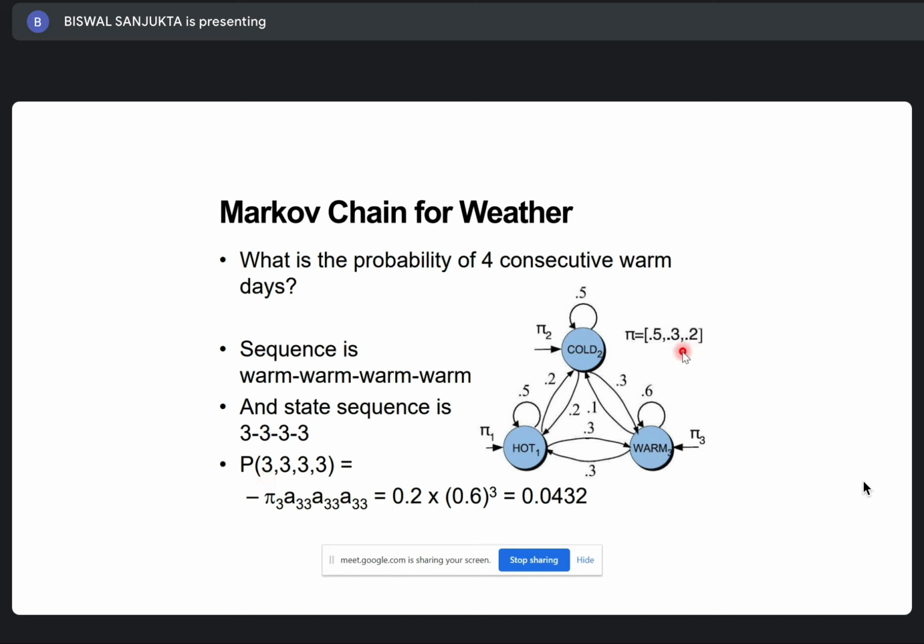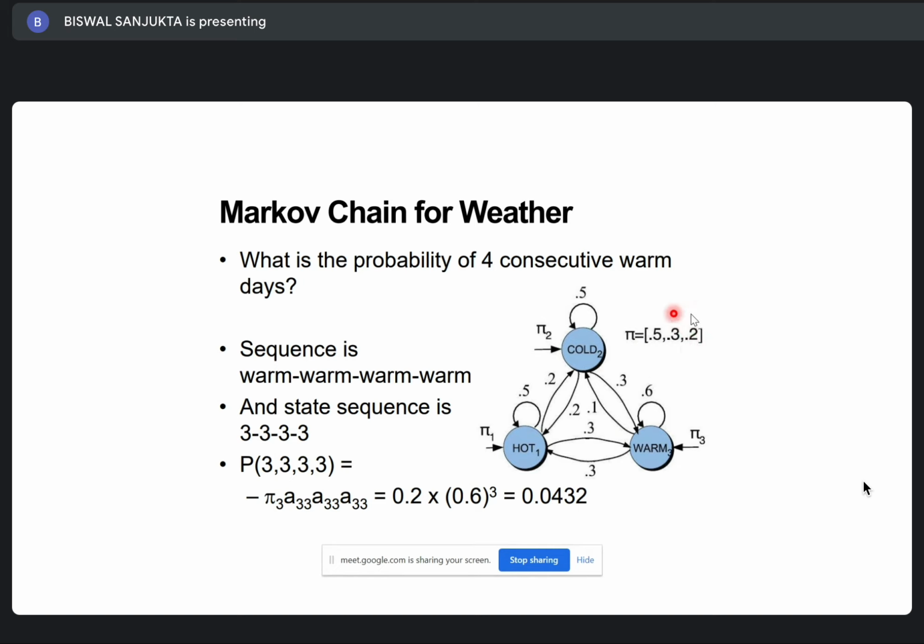If the initial probability is not given and they have given a data set, from that you need to find out: for 10 days, you take the count of warm days and divide it by the total number of days. Here, out of 10 days, they are saying 5 days it is hot, 3 days it is cold, and 2 days it is warm.